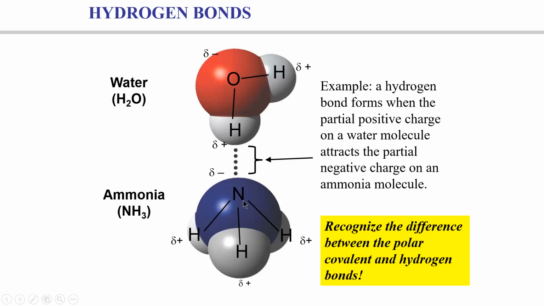What happens when you get the negative end of an ammonia molecule close to the positive end of a water molecule? Well, there's an attraction between the negative and the positive charge. That's the hydrogen bond in there. Okay. What about these here? Those are not hydrogen bonds. Those are polar covalent bonds within one molecule. Okay. So study this diagram carefully and make sure that you can recognize the difference between the polar covalent bonds and the hydrogen bonds.